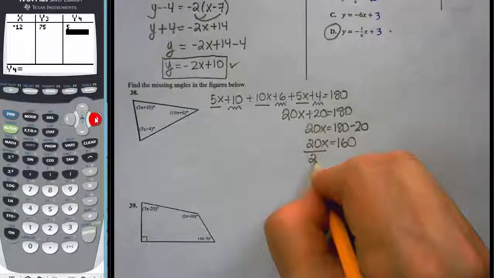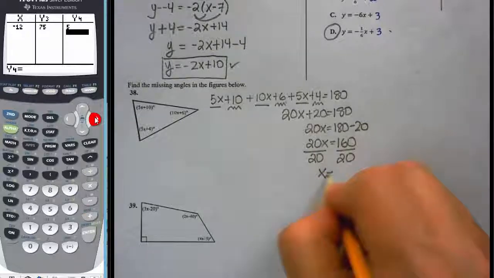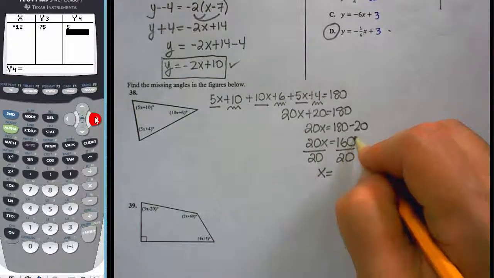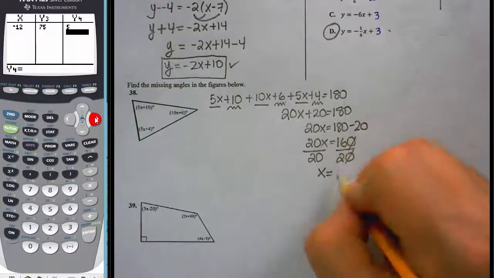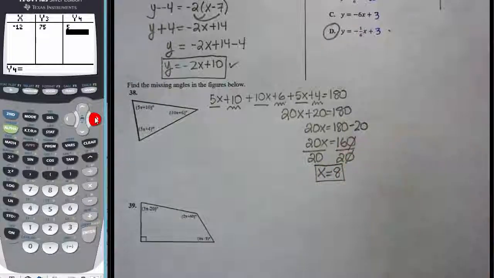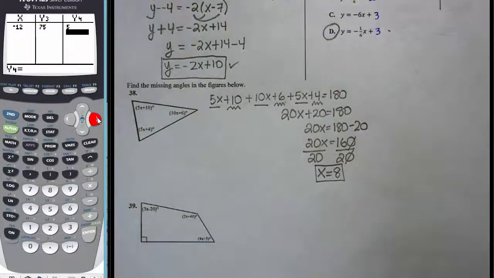We divide both sides by 20. And then 160 divided by 20. The zeros cancel, so 16 divided by 2 is 8. Sometimes on the final exam, they're only going to ask you to find the value of x, and sometimes they're going to ask you to find the angles of the triangle. And this particular problem is asking to find the missing angles.